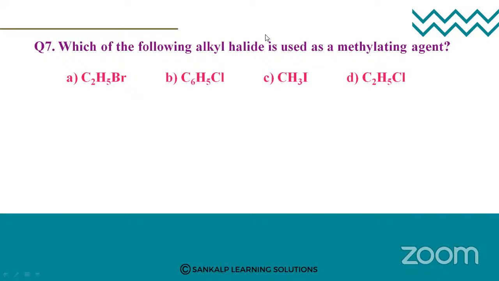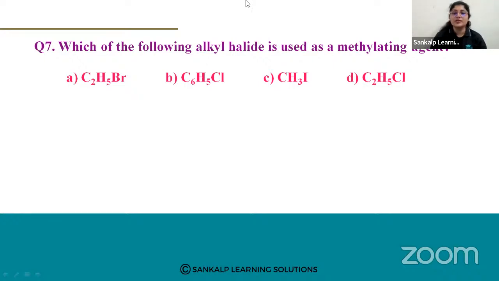Ethyl bromide, benzyl chloride, methyl iodide, or ethyl chloride. So which is used as a methylating agent? The answer is C. The methylating agent is methyl iodide. So the alkyl halide which is used as a methylating agent is CH3I. Okay, so this is the answer. We'll go for the next question.